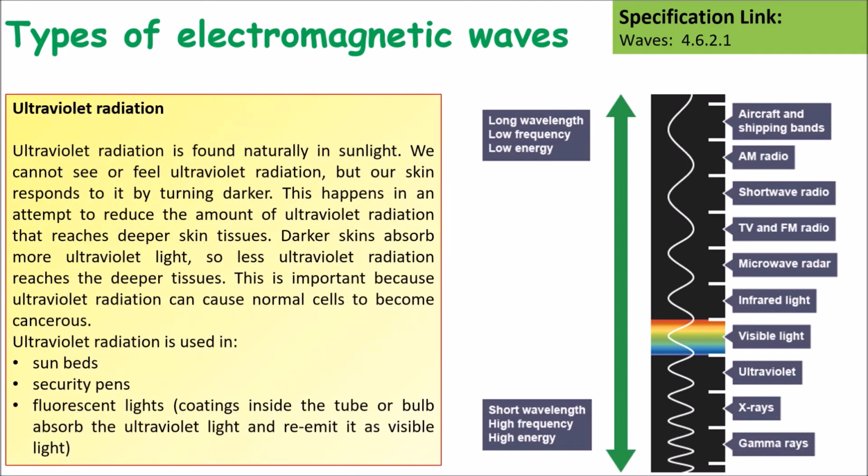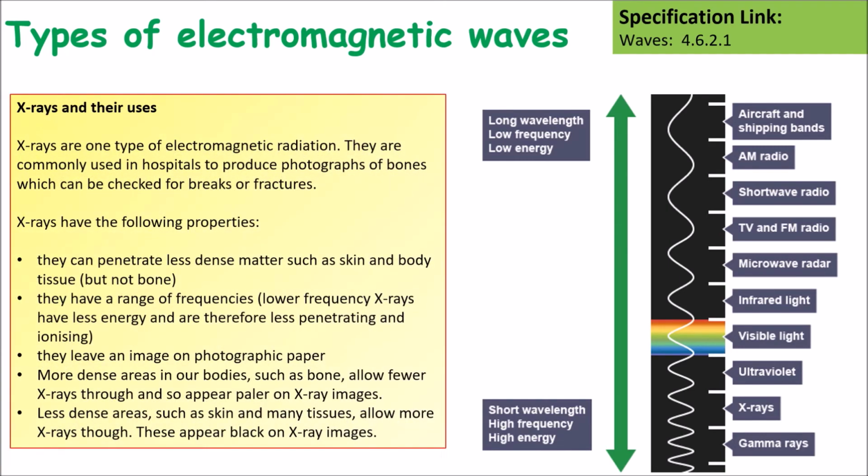Ultraviolet radiation is found naturally in sunlight. We cannot see or feel UV radiation, but our skin responds to it by turning darker. X-rays are one type of electromagnetic radiation. They are commonly used in hospitals to take photographs of bones and look for fractures.